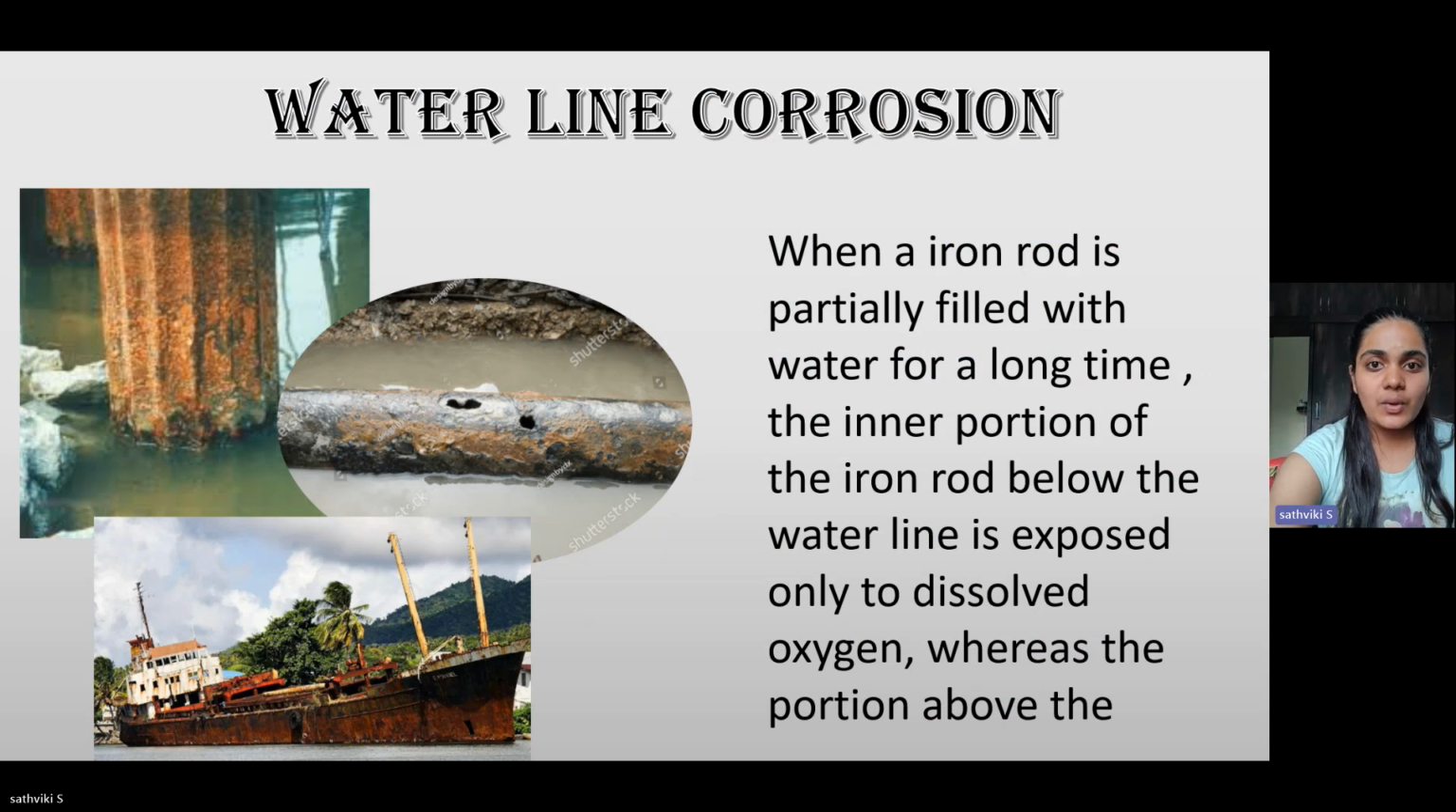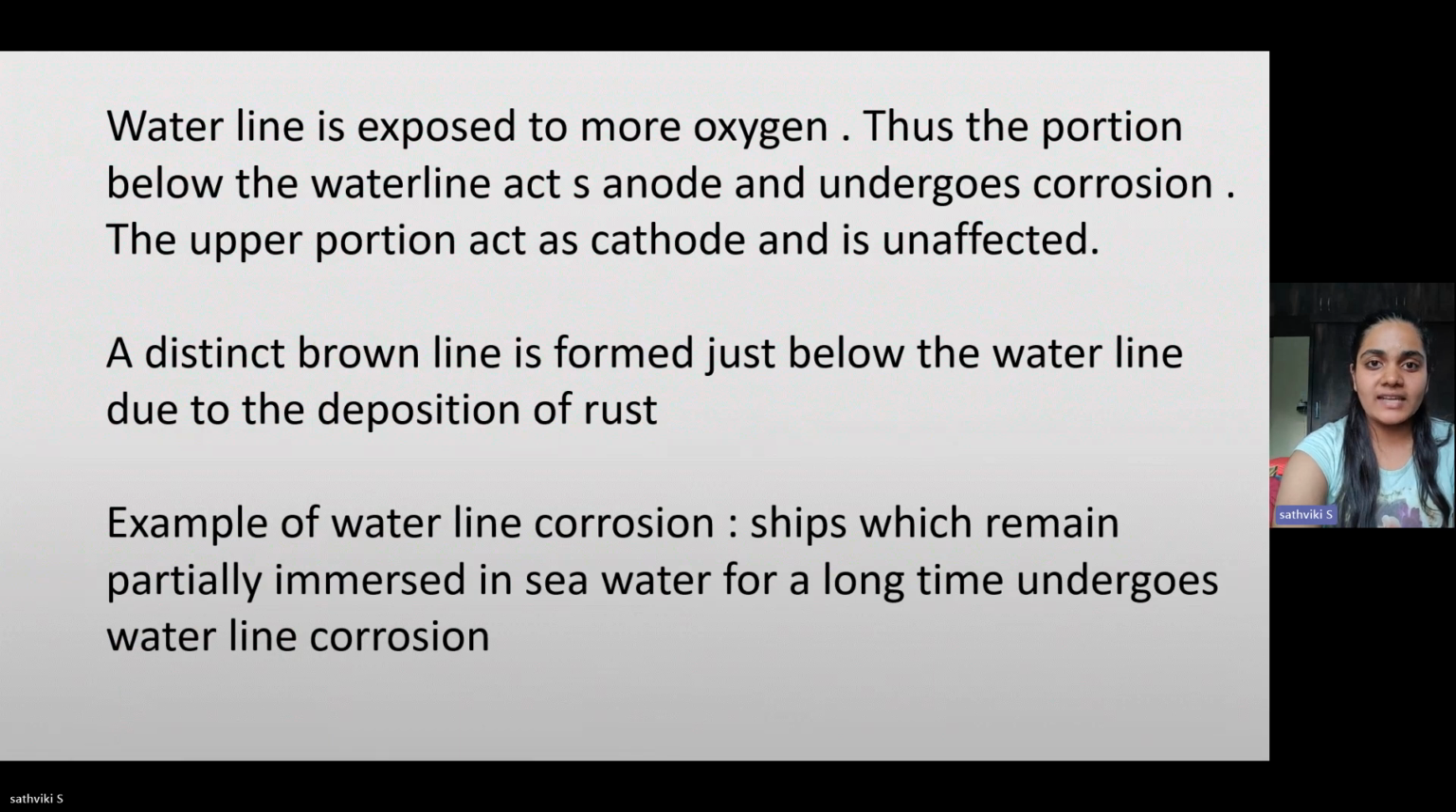Waterline corrosion. When an iron rod is partially filled with water for a long time, the portion of the iron rod below the waterline is exposed only to dissolved oxygen, whereas the portion above the waterline is exposed to more oxygen. Thus, the portion below the waterline acts as the anode and undergoes corrosion. The upper portion acts as the cathode and is unaffected.